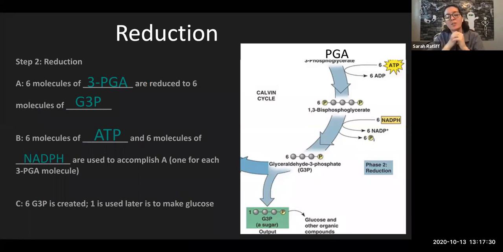So in summary, this reduction, we have our 6 molecules of 3-PGA, and we're going to use ATP and NADPH, 6 each of those because we have 6 molecules of 3-PGA, and we're going to rearrange the PGA into G3P. One of those G3Ps is leaving the cycle to become glucose. The 5 that are remaining are moving on to the next step.